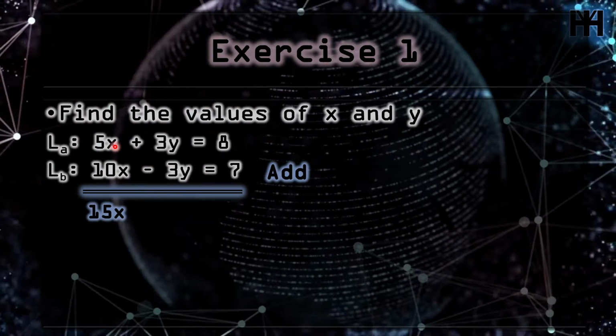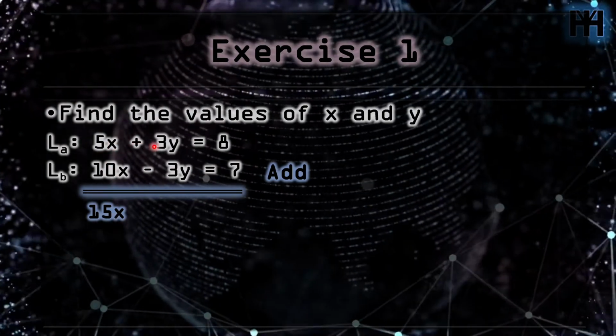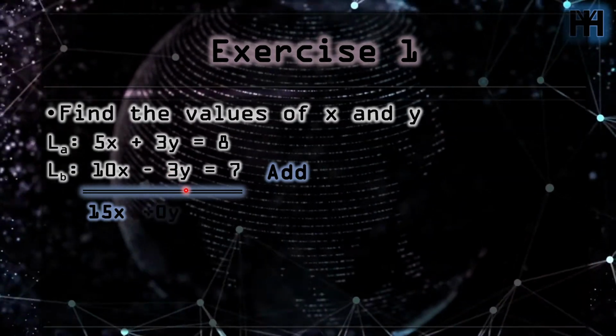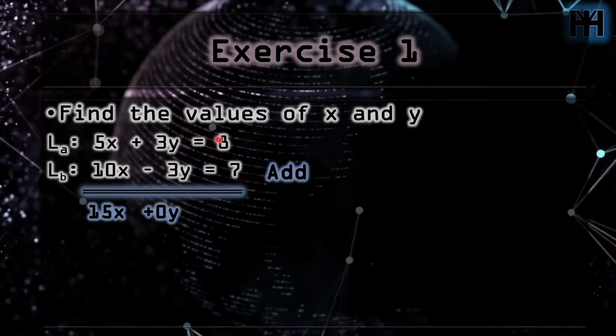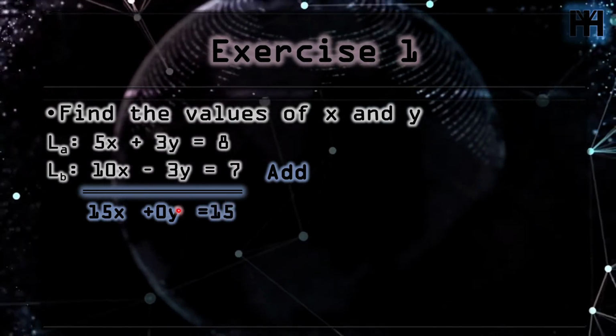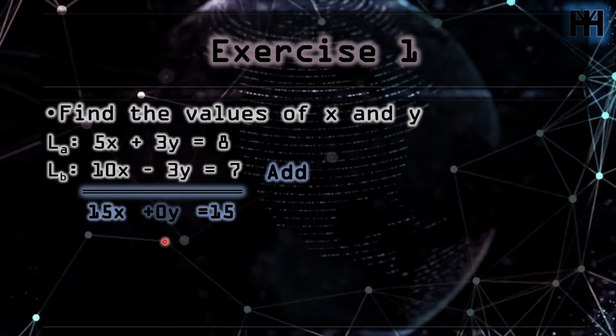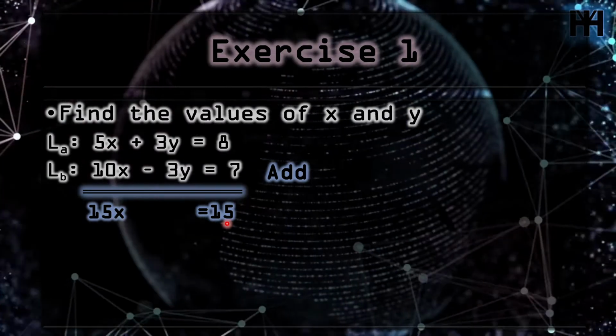By adding the x, we have 5 plus 10x, so it's 15x. Then positive 3y minus 3y, it will be 0y. Then the 8 and the 7 plus each other, it will be 15. So we have 15x equal 15. We can remove this 0y.